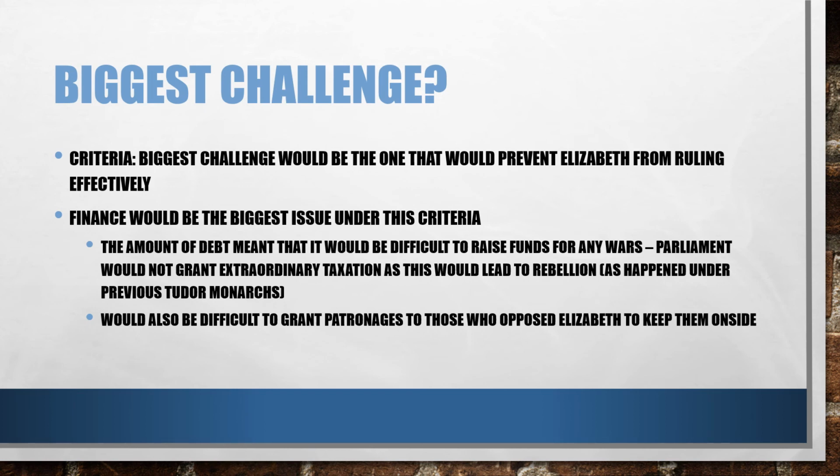It would also be difficult to grant patronages to those who opposed Elizabeth to keep them on side. Don't forget that land was normally granted to people in order to incentivize them to show loyalty to the monarch. In addition to this, she would not be able to use Parliament to raise extraordinary taxation, because in the 4 occasions where extraordinary taxation was granted by Parliament, on each occasion during the Tudor dynasty, it led to a rebellion, with that being the main cause.